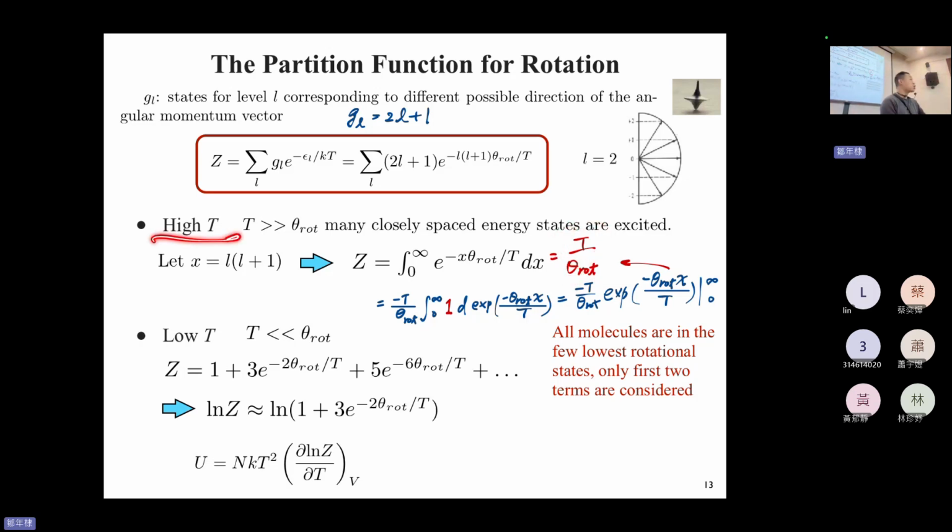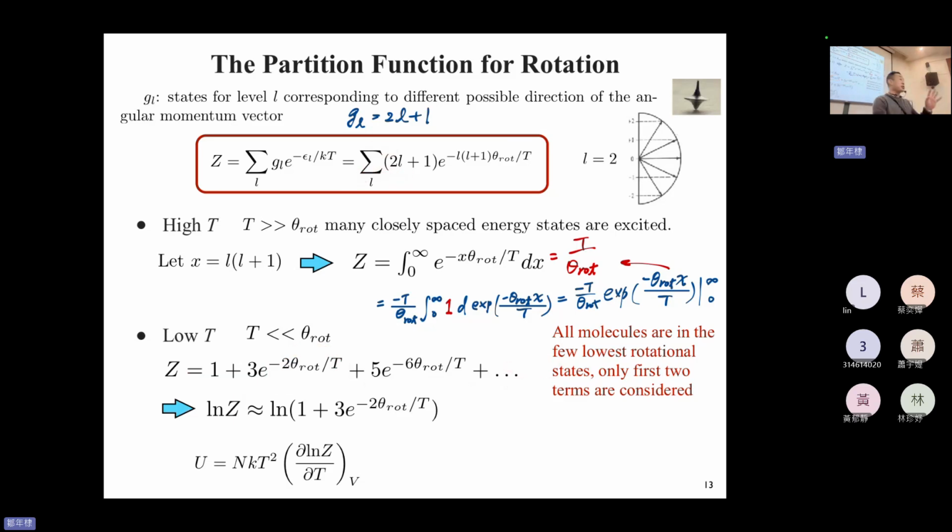And that is the high temperature behavior. Now the low temperature behavior, when T is much less than theta rotate. Okay, so we just write it down because this is a summation, right? Z equals, when we substitute L equal to 0 and 1 and 2 and 3, after we substitute one item each time, the first term is 1, the second term is 3, and 5, and so on. So we have many terms because this is a summation, right?